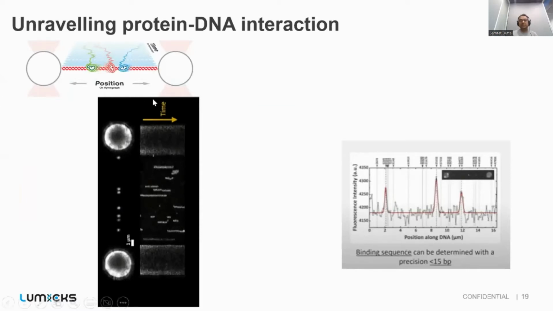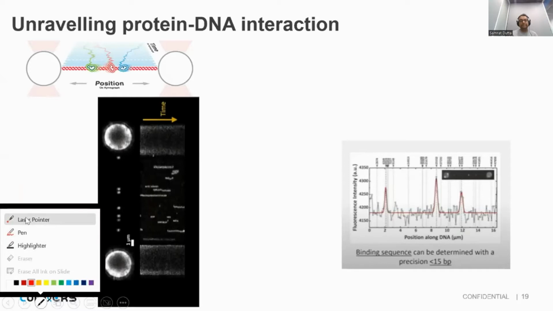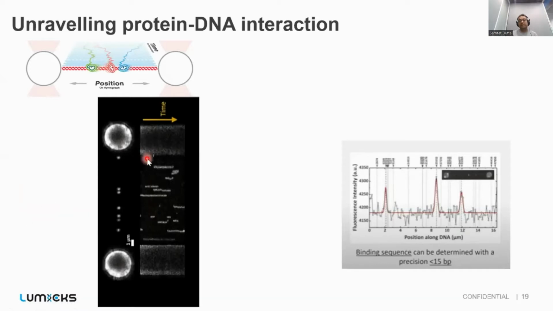So on the left hand side, this is a snapshot of the kymograph which we obtained from the previous experiment. So let me briefly talk about what a kymograph is. In a kymograph, the x-axis represents the time and the y-axis represents the fluorescence signal along the length of the DNA. So if a protein molecule, or a fluorescent protein molecule, binds to exactly one location on the DNA and does not move from there, then we see a horizontal line parallel to the time axis.